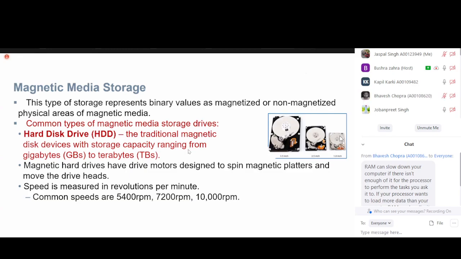How do they differ from each other? Do you know? SSD is really fast, and hard disks are slowish in terms of loading stuff.